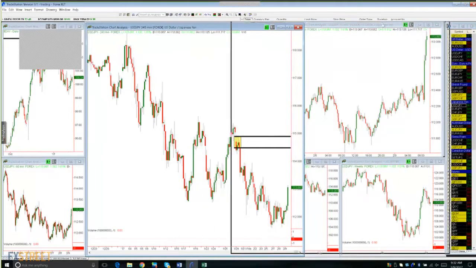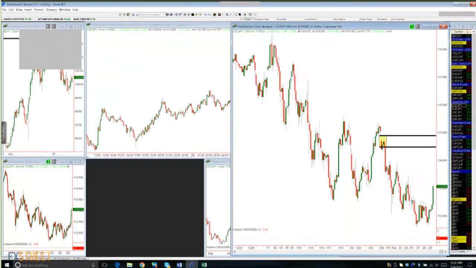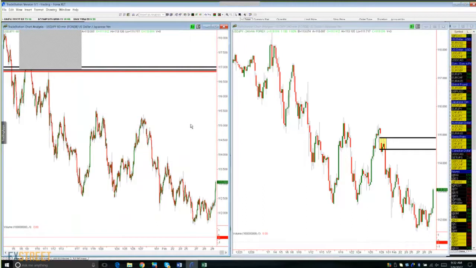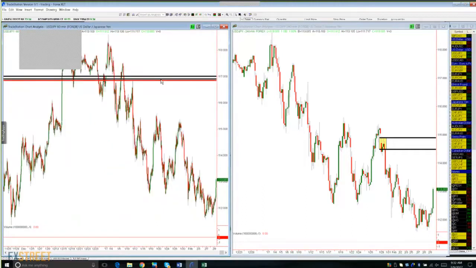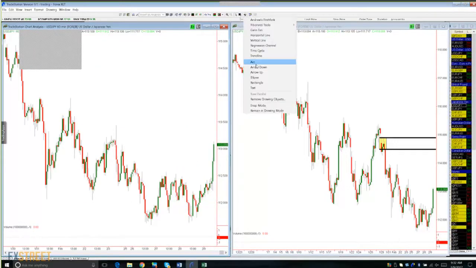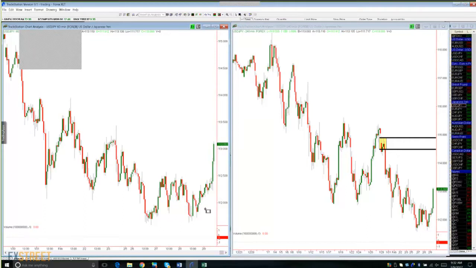Now, when I put this chart over here and pull up a 60-minute next to it, these are some old levels. We'll get rid of those. I want to also combine a couple levels on the bottom, and you've got one level here, and then you've got another level sitting on top of it.